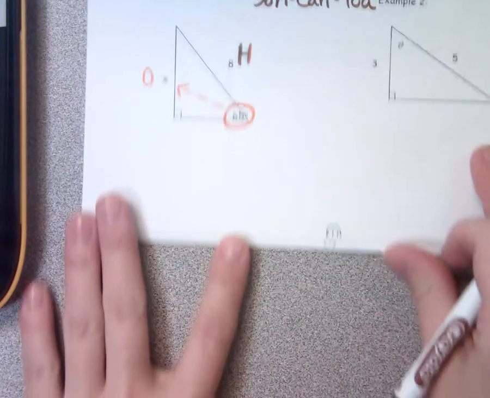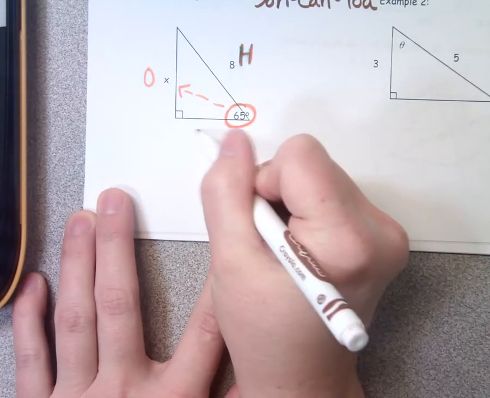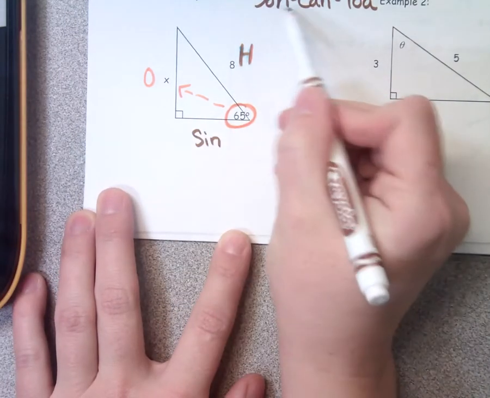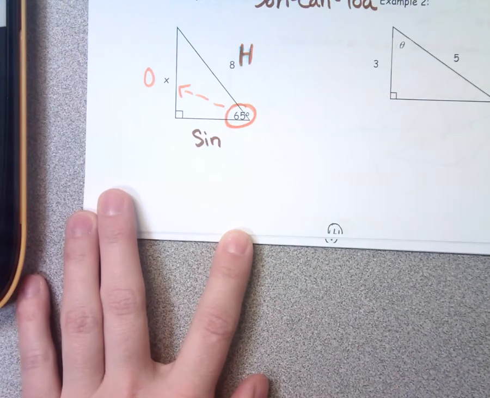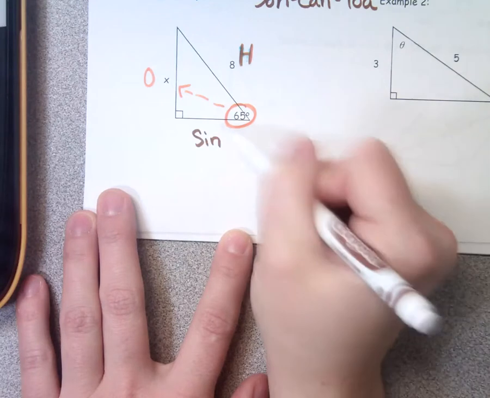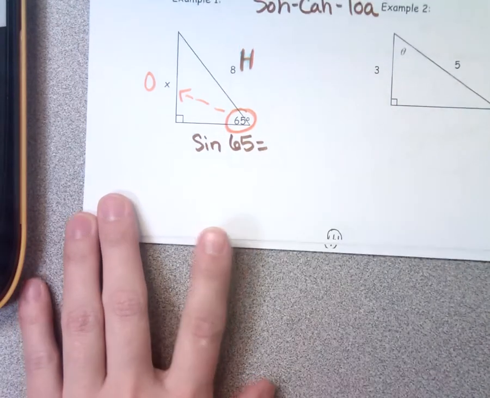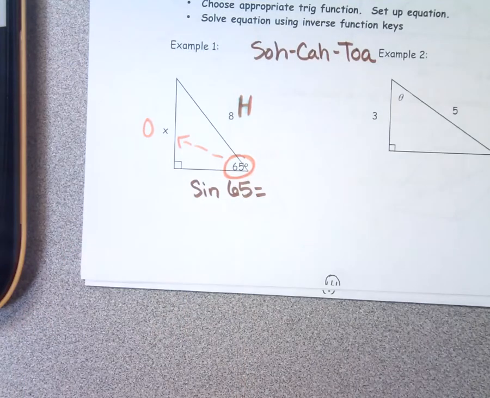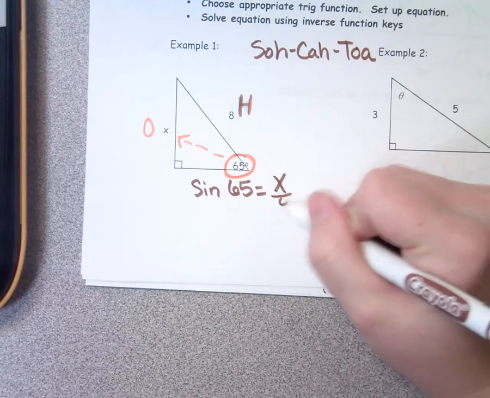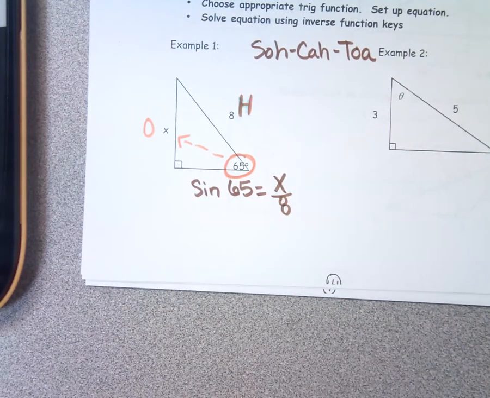And so the way these go, we're going to write an equation. It's going to be sine, because that's the one that uses the O and the H. It's always sine of the angle, or cosine of the angle, or tangent of the angle. And the angle is 65. And then sine is defined as opposite over hypotenuse. How can I write opposite over hypotenuse? X over 8.